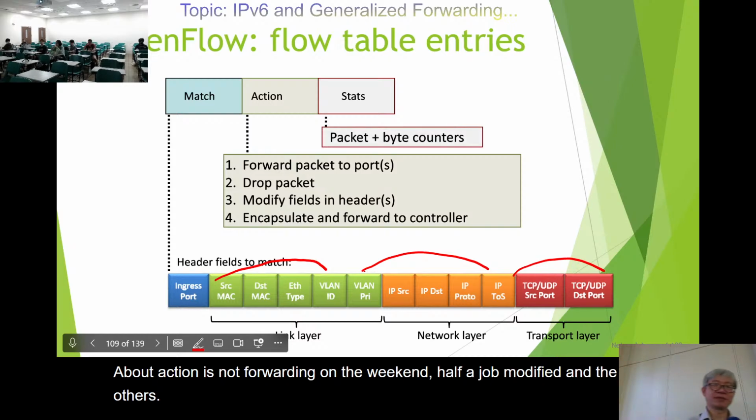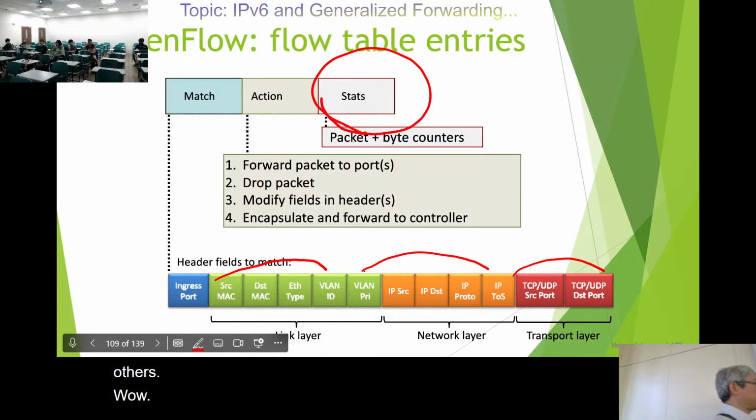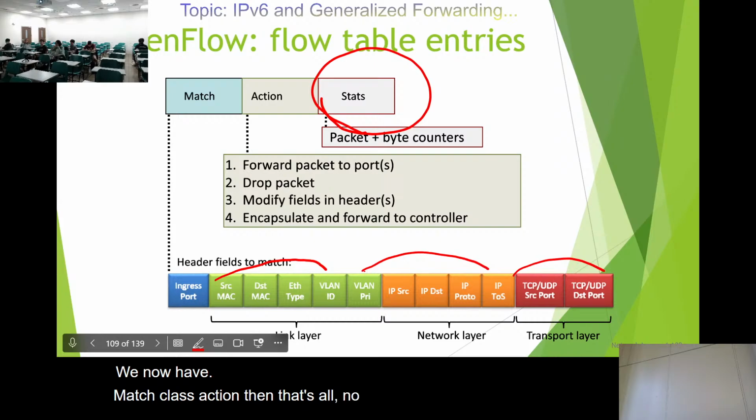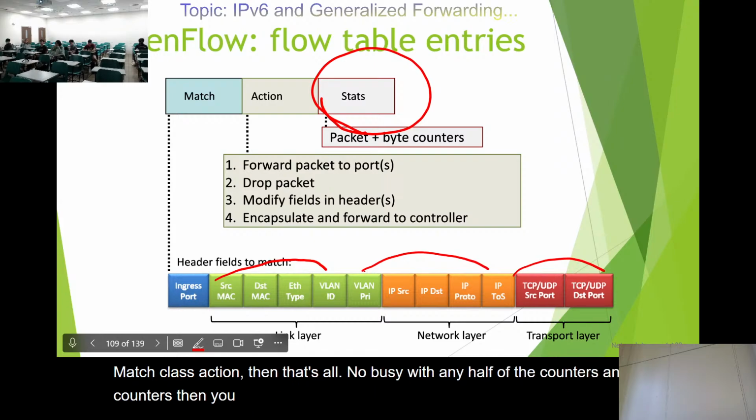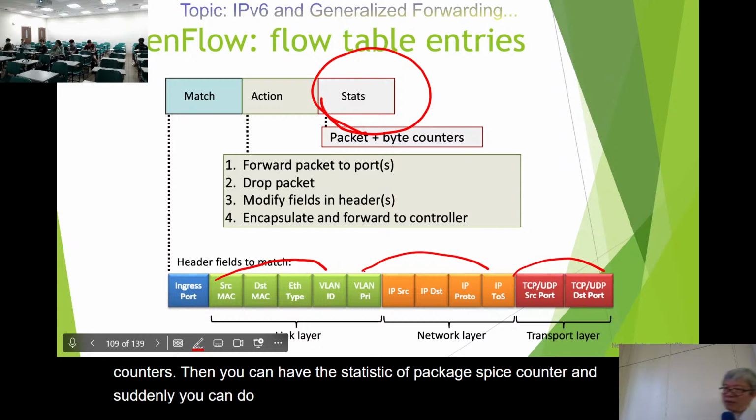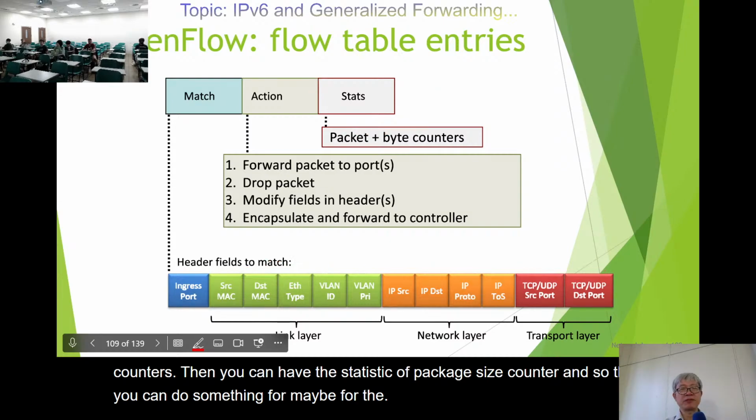Well, we already have match plus action, so is that all? No. Previously, we already have the counters. And with counters, you can have the statistics of packet and byte counts, so that you can do something, maybe for the flow table.